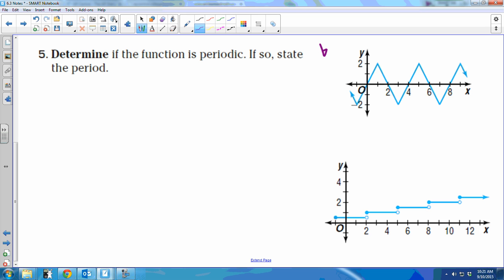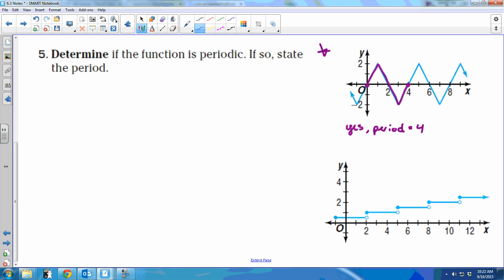This first one up here: does the function repeat over and over again? Yes, so it is periodic. We need to figure out how often it repeats. Every 2 units? That's only the top peak. Every 4 units, right? We have to include the entire cycle of the function. So this period is 4 units, because we have to include the top and the bottom. Every 4 units, that little section is repeating over and over again.